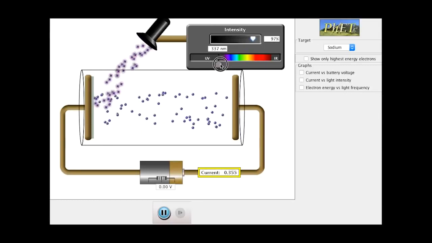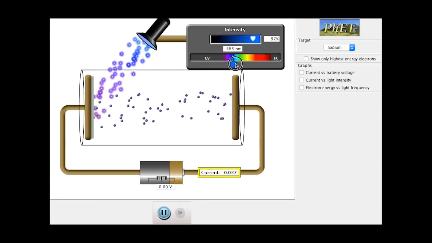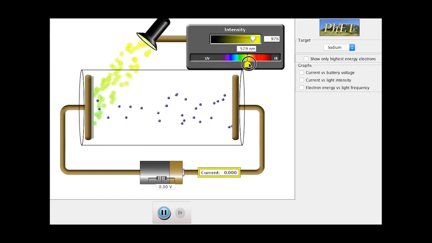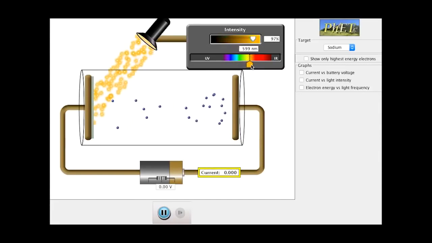Now, of course, the reverse is true too. If I go all the way back down to, let's say, yellow, what you can see now is that even though I've got a really high intensity of yellow light, the actual energy of these photons is not enough for the electrons to be liberated. And that's the key thing. The energy of each electron is only determined by the photon's energy, which is hf.